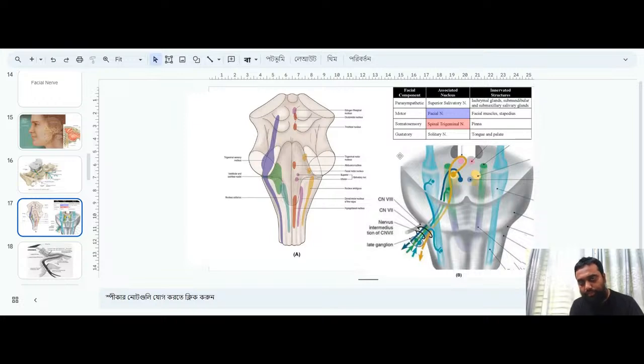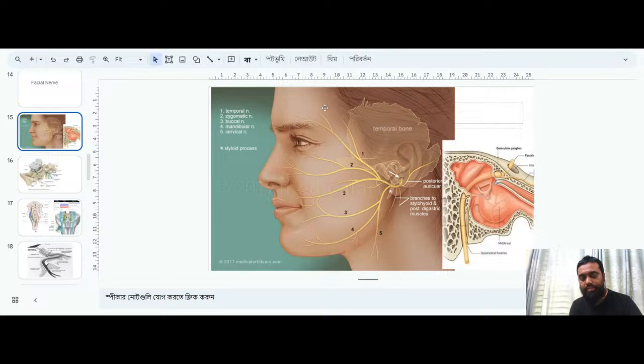Now the difference is that, with the upper motor type of lesion and the lower motor type of lesion, we can see that this nucleus receives the signal from the contralateral side also for this muscle, that means the temporal branch of the facial nerve.